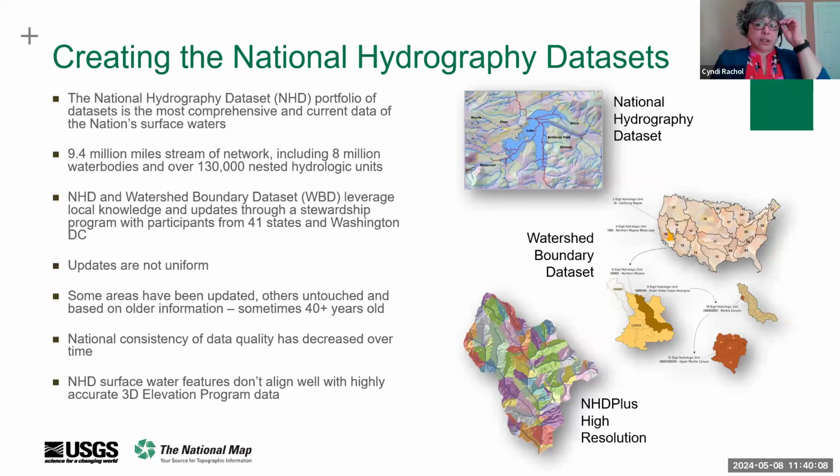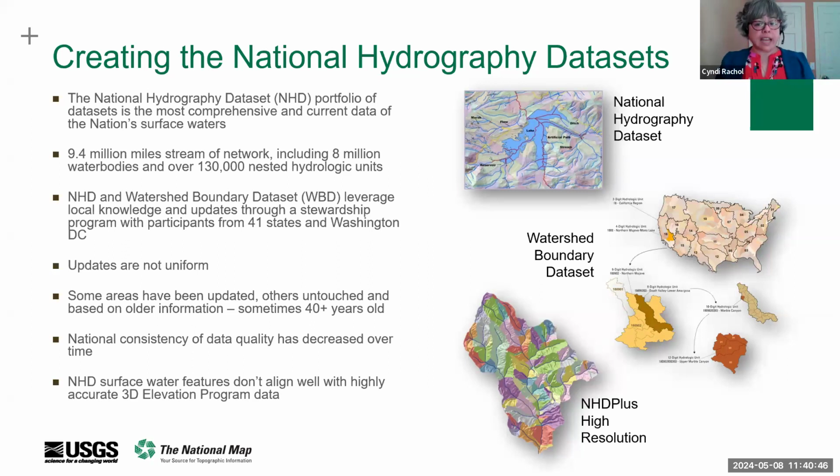The NHD portfolio of data sets, which has been around for 20-plus years, is the most current and comprehensive data of the nation's surface waters and drainage areas, and includes millions of features. The majority of the NHD was originally sourced from the digitized stream network captured from our USGS topographic maps. Our strategy for maintaining and improving the data has been to leverage local knowledge through a network of state-organized stewards. We have stewardship agreements with 41 states and the District of Columbia. This has been a tremendous effort across a vast network of partners.